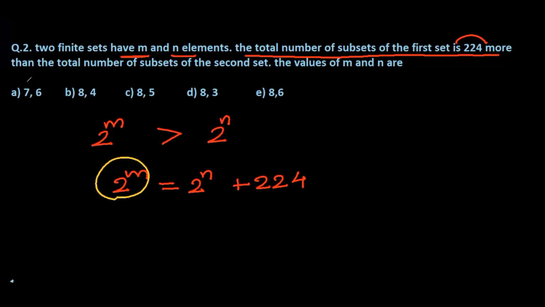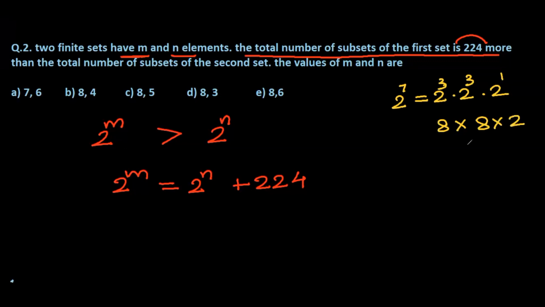Here, in the first option, m is given as 7. M is 7 means we have to check 2 raised to 7. 2 raised to 7 is 2 raised to 3 into 2 raised to 3 into 2, right? 2 is simply 2 raised to 1 and 2 raised to 3 is 8. So 8 into 8 into 2. 8 into 8 is 64, and 64 into 2 we will have 128.